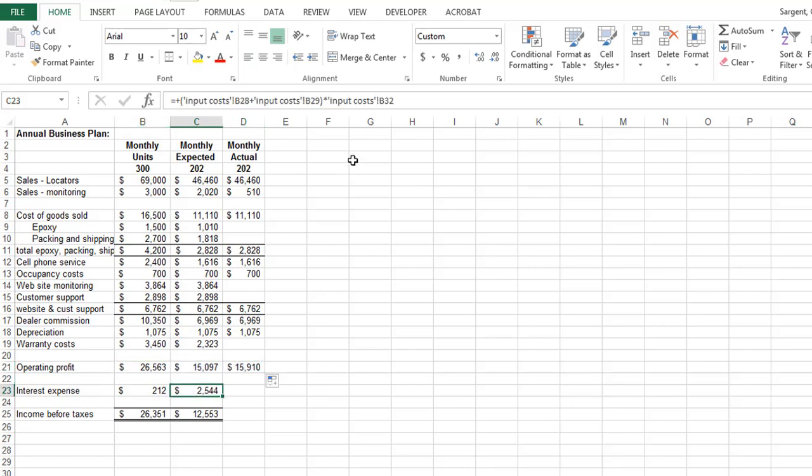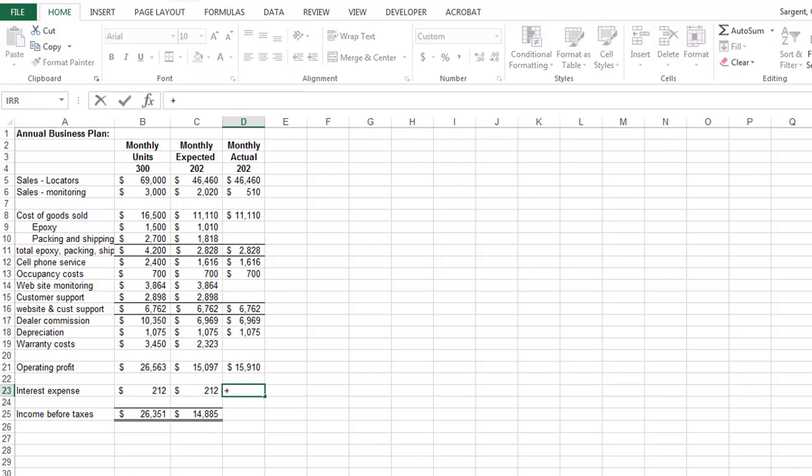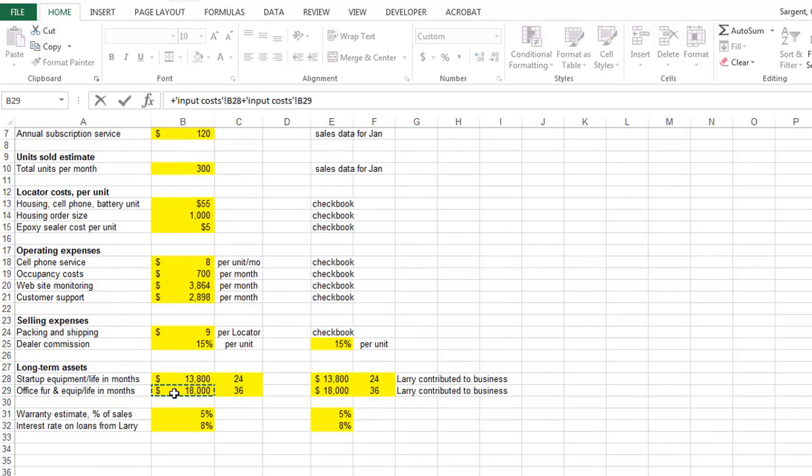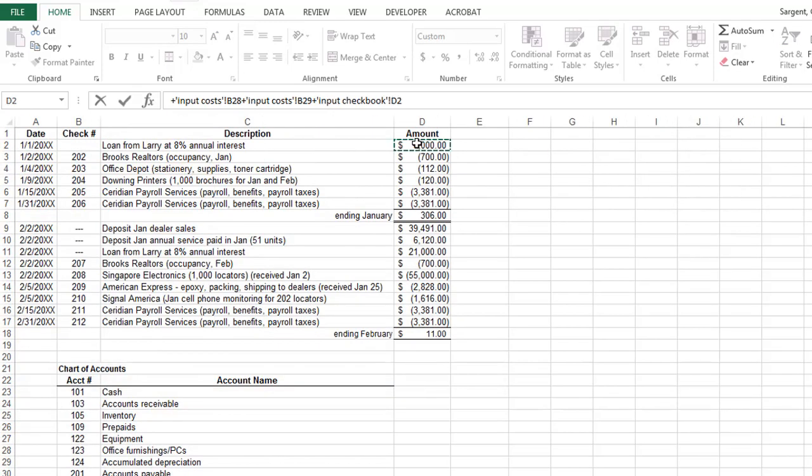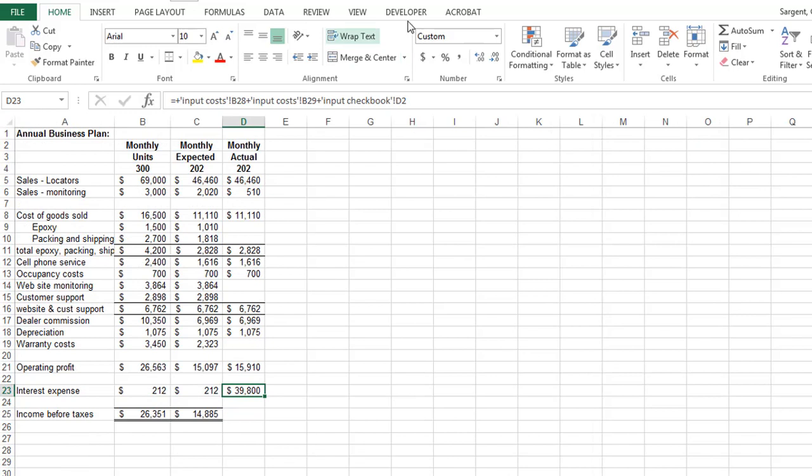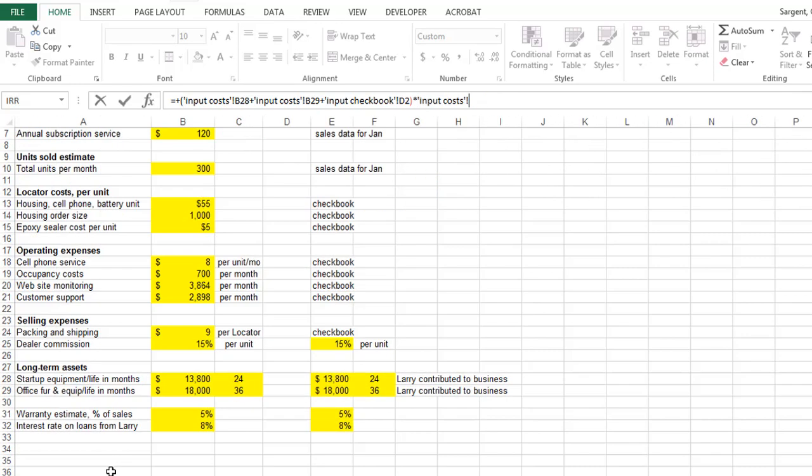Oh, interest expense, we have to divide that by 12. We just need 1 month of interest expense there. Okay, and now the interest expense for January is going to be a little different because we have to repay Larry for those assets plus the loan that he made in January. All right, and then add that up times the 8%. Divided by 12.